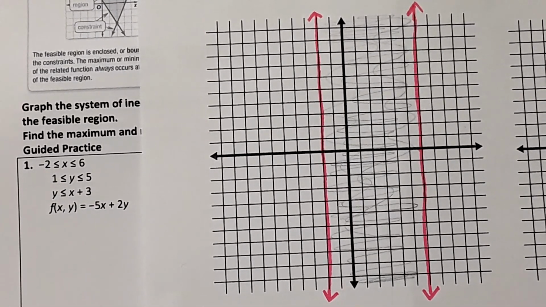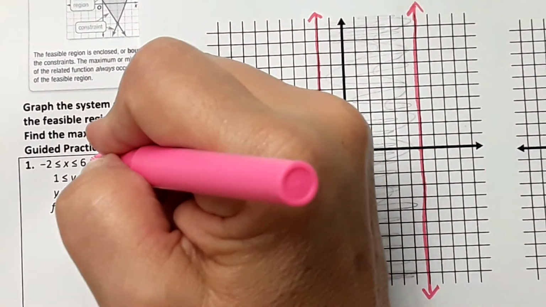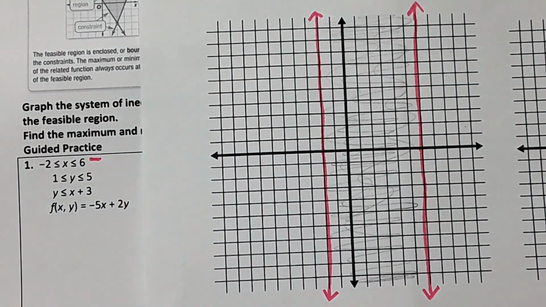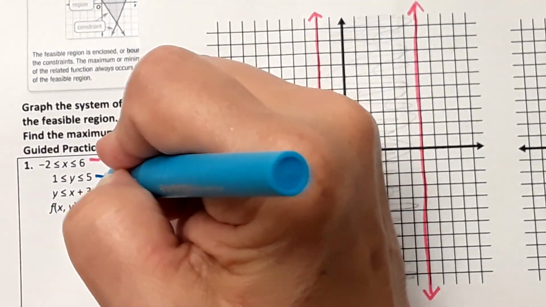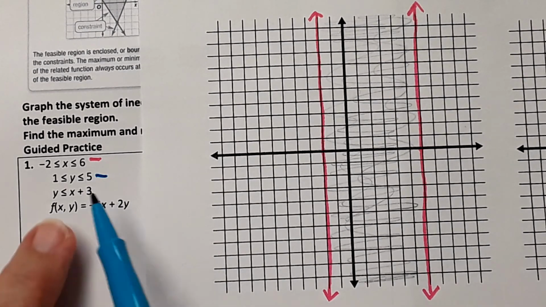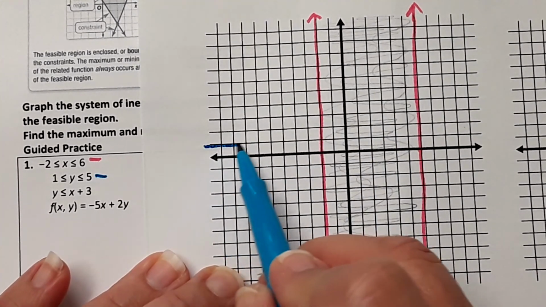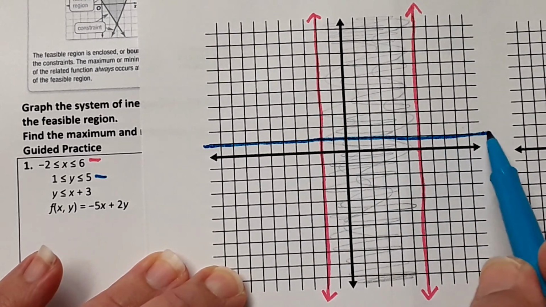The reason I shade lightly is that if I shade too dark, I won't be able to see the lines that I have to plot the points on. So I always shade really lightly. Okay, now, that was the pink. Now I have another one, which is this blue one. And I want it to be between 1 and 5. So those are horizontal lines. So I'm going to go to y, and they're both solid, so I'm going to go to 1 and draw a solid line through the y-axis.